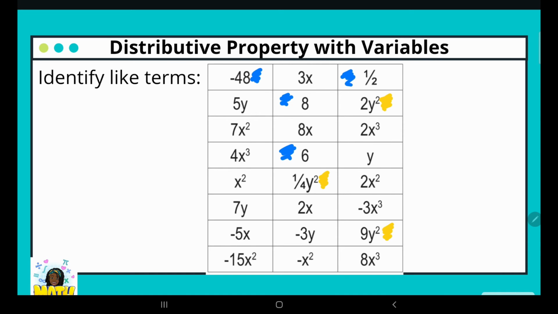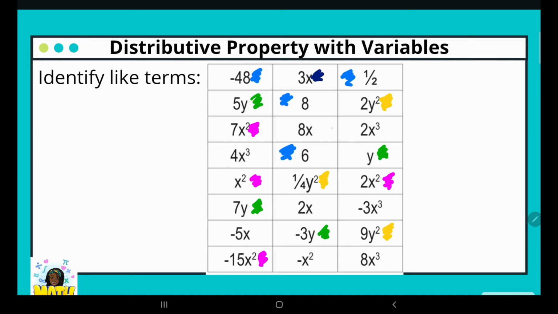Let's take a look at 7x squared. So I see 7x squared here, 2x squared here, -15x squared here, so on and so forth. So you guys can take your time and finish up this table, and just try to figure out, okay, what are the other like terms? Okay, so I see 5y here, another y here, 7y, -3y, yep. All of those are like terms. Same variable, same exponents.